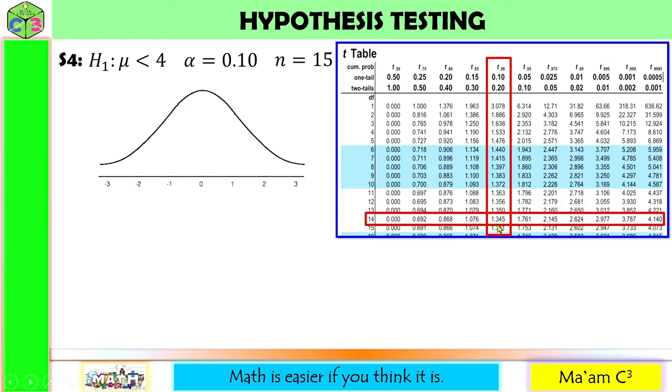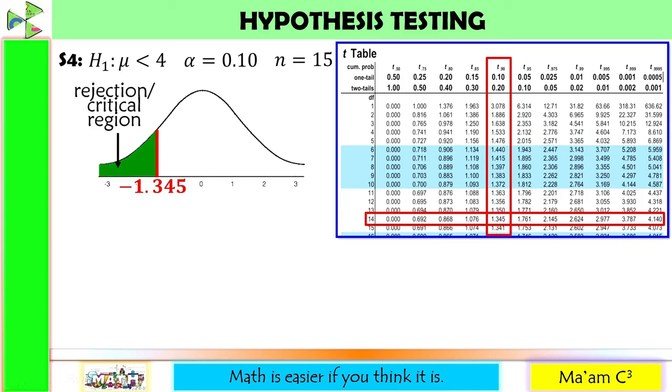Let us sketch the curve. Locate 1.345. This is left tail, so on the left side. This is negative 1, then somewhere here is negative 1.345. Shade the tail, and this is our rejection or critical region. Step 5, let us draw our conclusion and state our interpretation. Computed t-value, negative 1.033. If this is negative 1.3, then to the right of it, maybe here, is negative 1.033. And it lies within the non-rejection region.